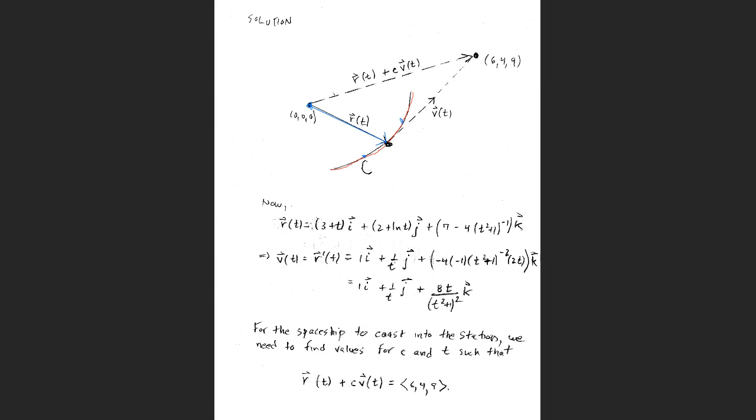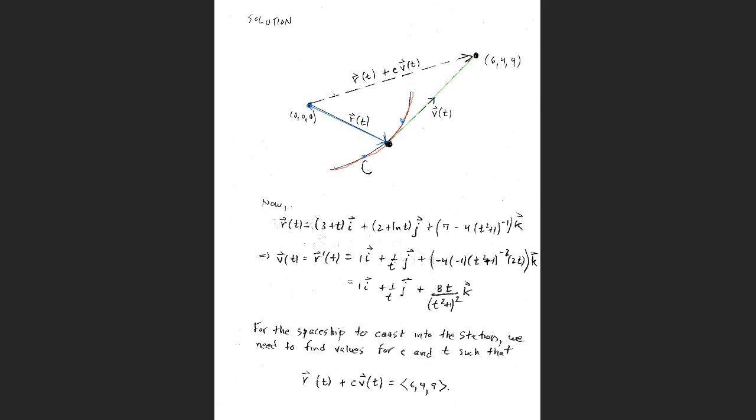Let me put it in green. Coast right into that space station located at coordinates (6, 4, 9). So at that point where the black dot is, that's the point where the pilot would have to turn off the engines. That point on the space curve corresponds to some value of t. We want to find that value of t.